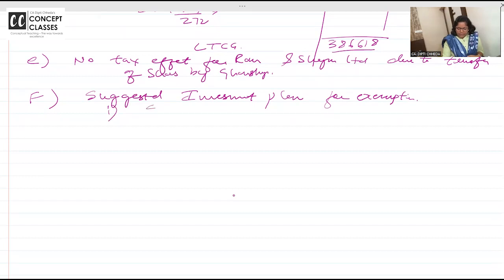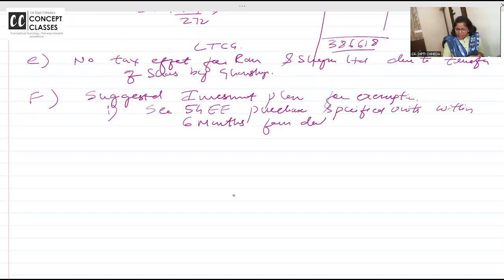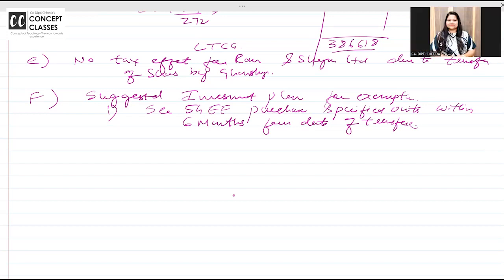Number one, it is under section 54EE, purchase specified units of mutual fund within 6 months from date of transfer. In-depth knowledge you should have. They can give you that units were purchased but not within 6 months of transfer, you will not get it. Some students have a loose idea, ma'am, anything we can buy till the due date of filing the return. No, please. If you have transferred the property in August 22, then say 6 months. Like this.